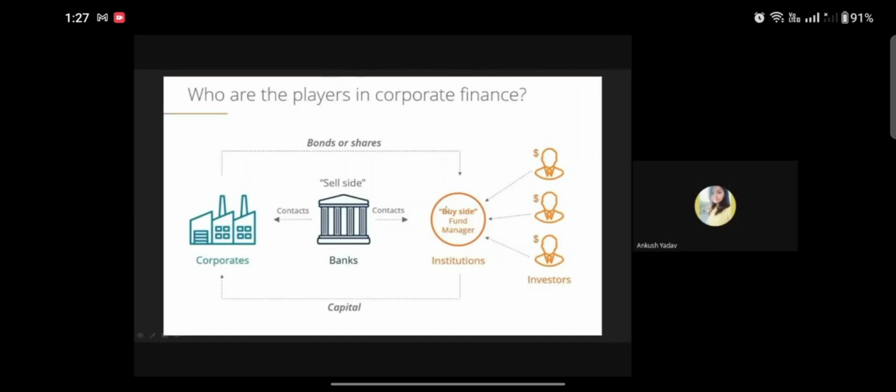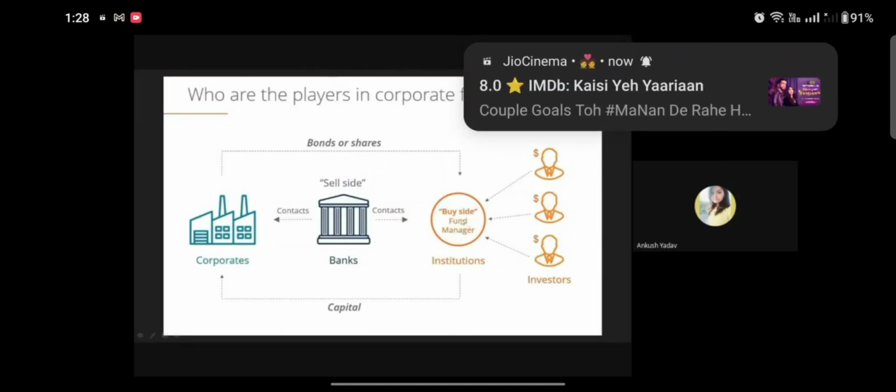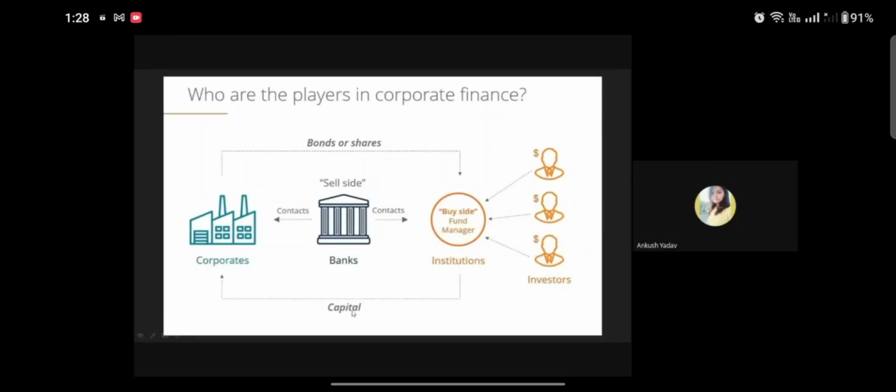Then we have institutions on the other hand. These are the people who have all the funds, who have all the capital. So we are calling money capital. I'll explain why we are calling money capital. So they have all the capital. They will provide the capital to corporates, and in exchange for that, they will give some bonds or shares to the fund managers.